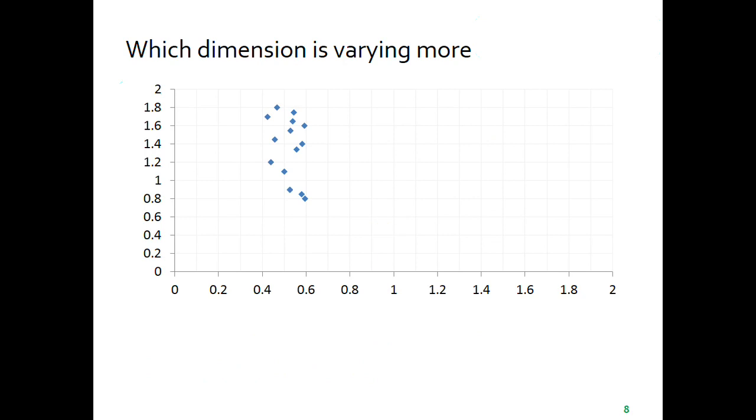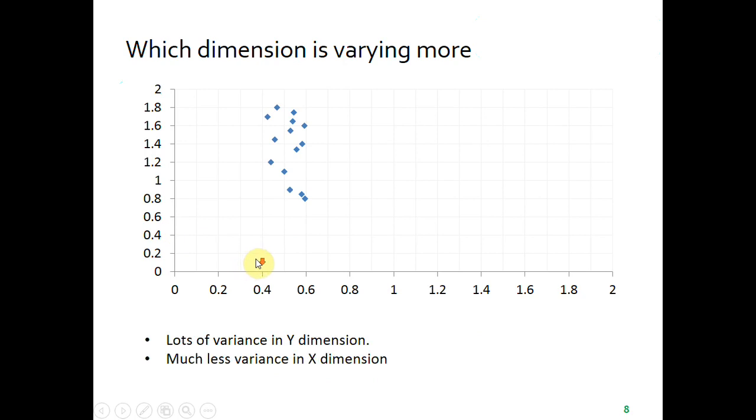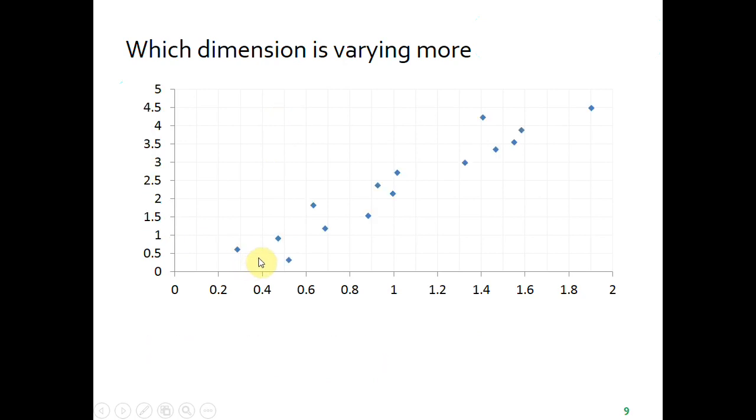So lots of variance in x dimension and much less variance in y dimension. If I ask you this data, here which dimension is varying more? Obviously y-axis. See, in x-axis it's just 0.4 to 0.6, in y-axis it is varying a lot. Now if I ask you which dimension it is varying more, what is going to be your answer? If you take a look, it has varied a lot in this dimension as well as it has varied a lot in this dimension. These two are not in the same scale, but still you can say this data is varying a lot in both dimensions.